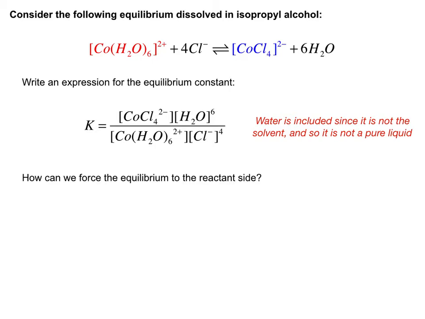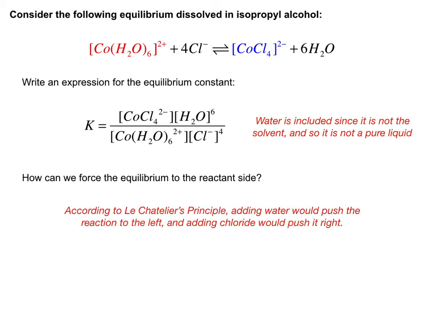So when we think about this, we can ask ourselves, how can we force the equilibrium to the reactant side? All right, so if we want our cobalt complex to be over here on the cobalt water complex, and we want our solution to be pink, how could we do that? This is an application of Le Chatelier's principle. And so in order to do this, we'd have to add our products. And so in this case, if we add water, which is a product, it's going to force the reaction to the left. And if we added chloride, we'd force the reaction to the right.